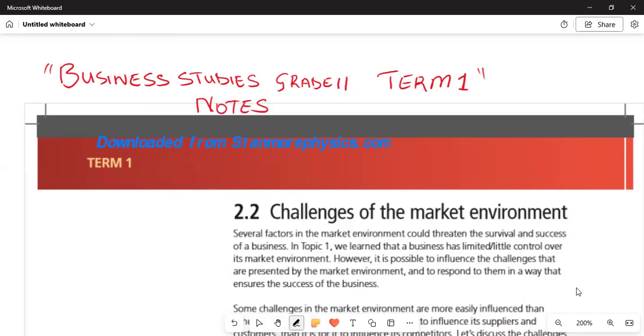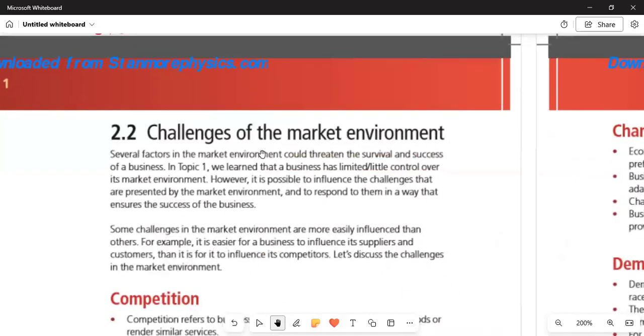This is what we did last time. So now let us continue with these challenges of these two environments. So, like it says, the challenges of the market environment.